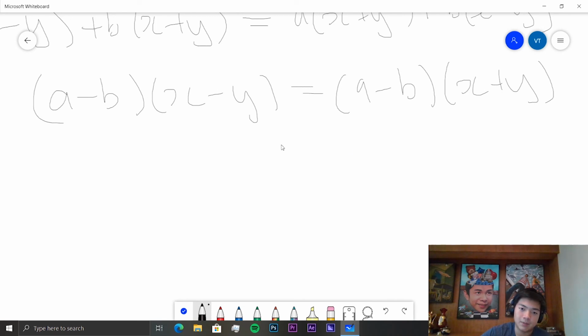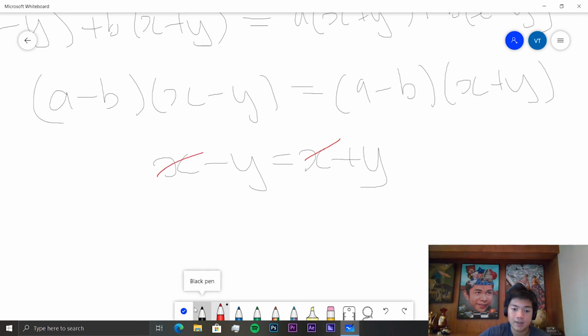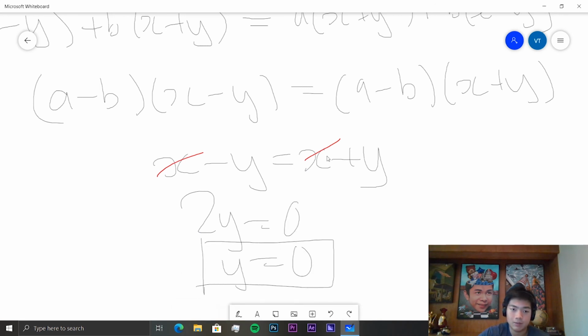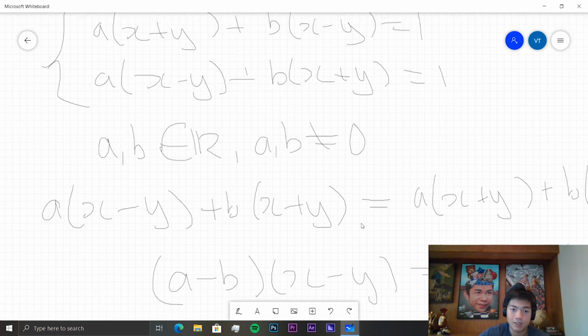Okay, let's divide both sides by a and b. So we have x minus y is equal to x plus y. So the only solution for this, if we cancel out the x's, is that 2y is equal to 0, or y is equal to 0. So we know that, and now we can substitute it back into one of the original equations.